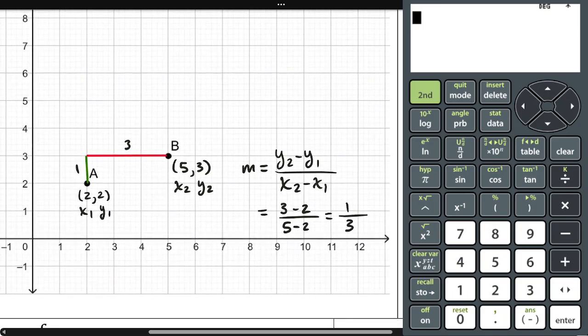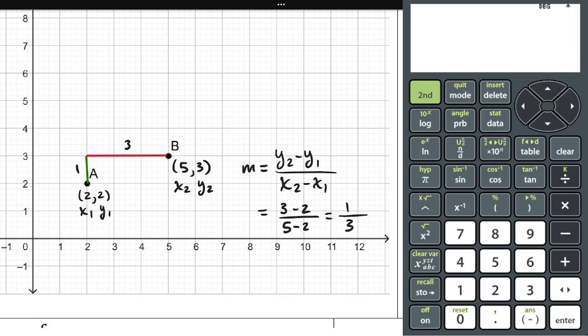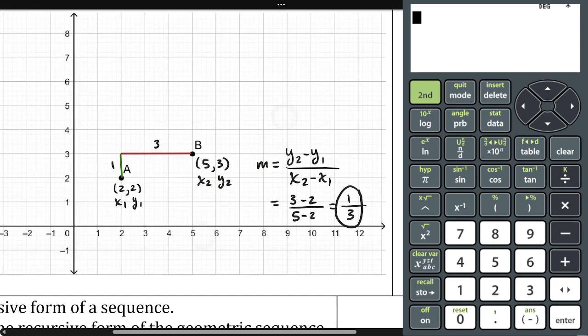And this was such a nice problem, right? We could see the slope already. Sometimes the slope is not going to be as easy to see as this, or maybe we won't be provided with a graph. But the slope of the line we're trying to find is 1/3. Now, we need to find our y-intercept.